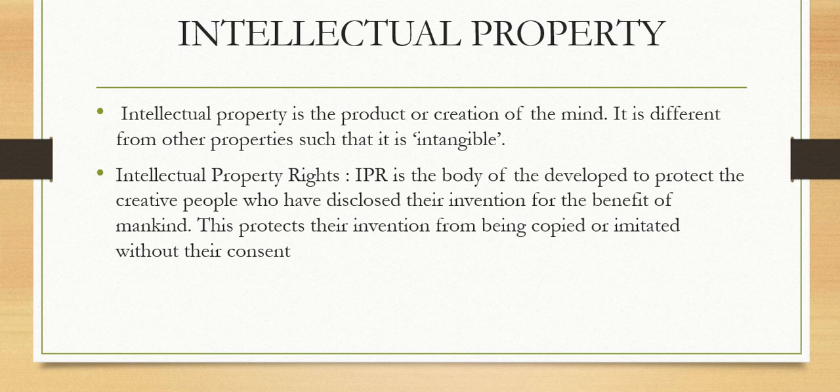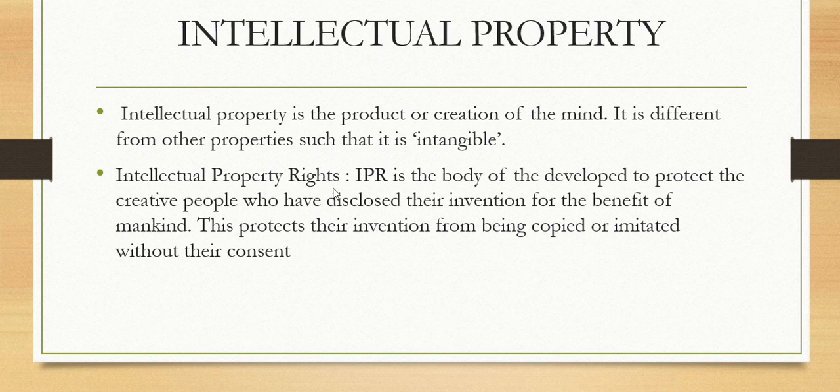So next, moving on to intellectual property. What do you mean by intellectual property? It is a product or creation of the mind. For example, a painter or an artist paints something, okay, and he sells that painting, then it becomes an intellectual property. So it is basically a product or creation of the mind. Whatever he thinks, he puts it in his painting. So whatever an artist draws becomes an intellectual property.